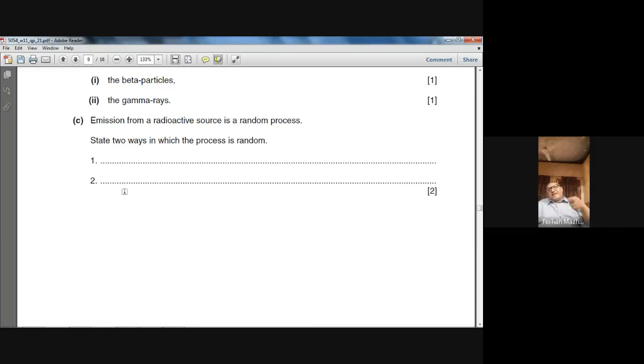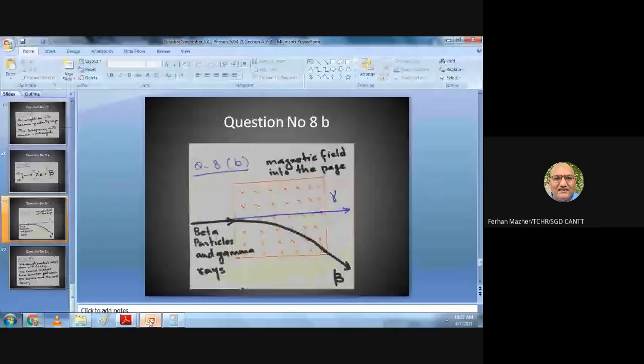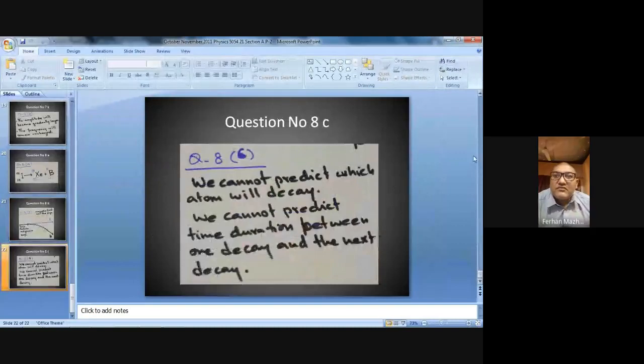If you are using a detector to measure the decay rate, you will observe that after 1 minute the reading is different. So this means that the radioactive emission is a random process. I have written this answer, ma'am. Let me show you my answer, and then we'll check the marking scheme.